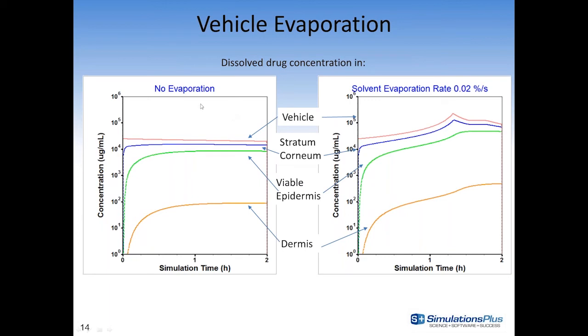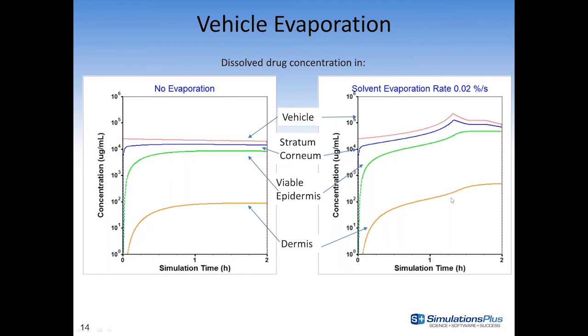So just to go through this plot, here you're looking at the concentrations of a compound in the vehicle, stratum corneum, viable epidermis, and dermis. And here you can compare no evaporation to having a solvent evaporation rate of 0.02% per second. What you'll see here is that you're going to have an increase in the concentration in the vehicle, right? Because your vehicle is evaporating, so the remaining API is going to be concentrated. And that increase in the concentration is going to increase the concentration gradient. So this is going to drive increases in the concentration in the deeper skin layers as well.